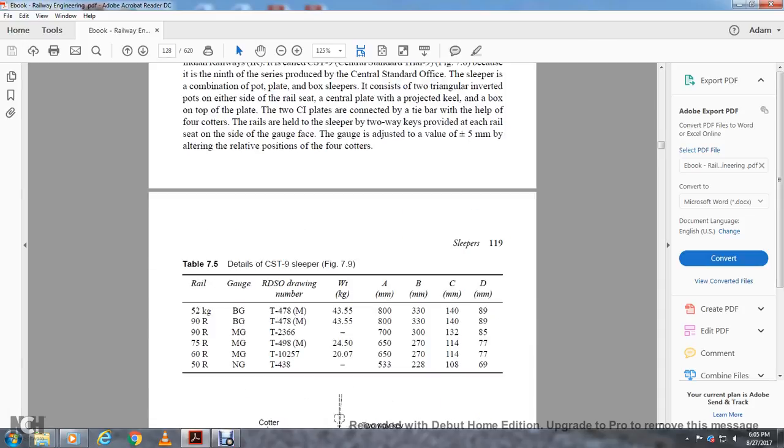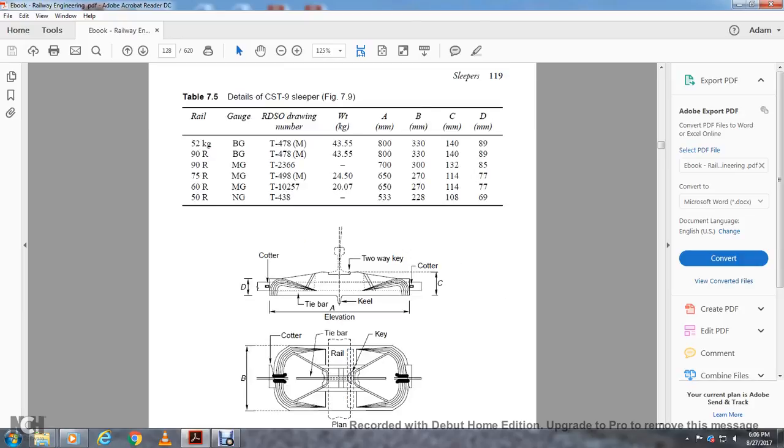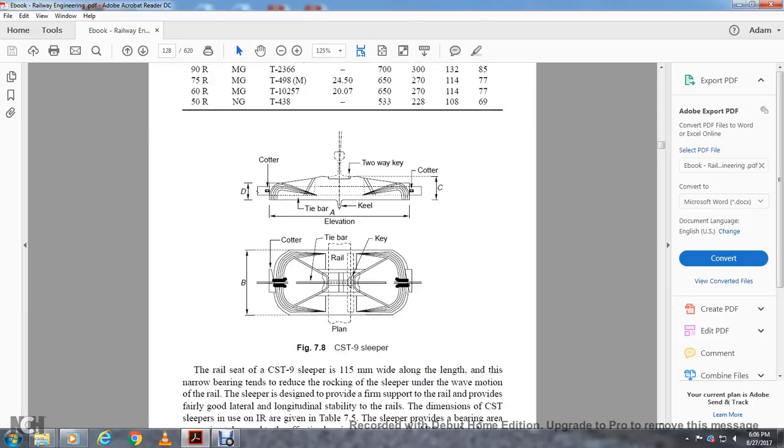The details of the CST9 sleepers are: 52 kilogram rail, gauge, RDSO drawing number, weight, and dimensions A, B, C, and D in millimeters. This shows the CST9 sleeper with cotters, keys and two-way keys, tie bar, keel, cotter, tie bar, key, and rail.